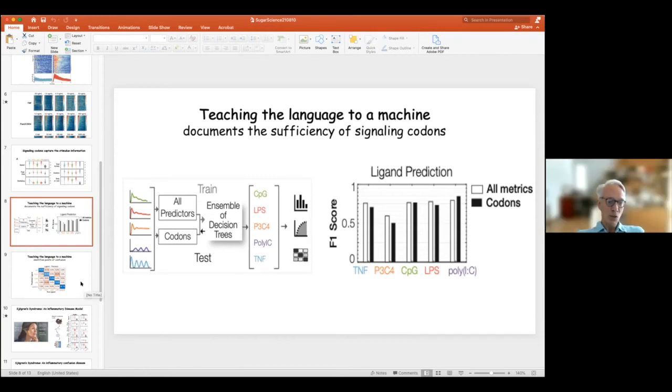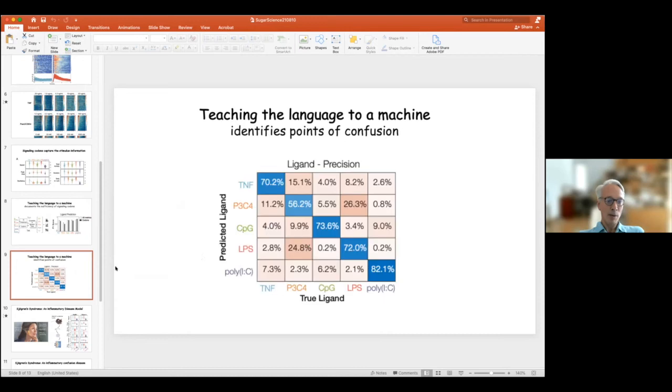And so we can show also, using this algorithm, where the cell might be showing some confusion. So here we see the predictive accuracy, if you will, of each ligand. But we also see that in some cases there's confusion. For example, PAM3CSK is sometimes confused with LPS. And that's maybe not a surprise, because both of them are bacterial ligands, right? So maybe the confusion isn't necessarily bad. There's no need to distinguish PAM3CSK from LPS that well. So anyway, that's healthy macrophages.